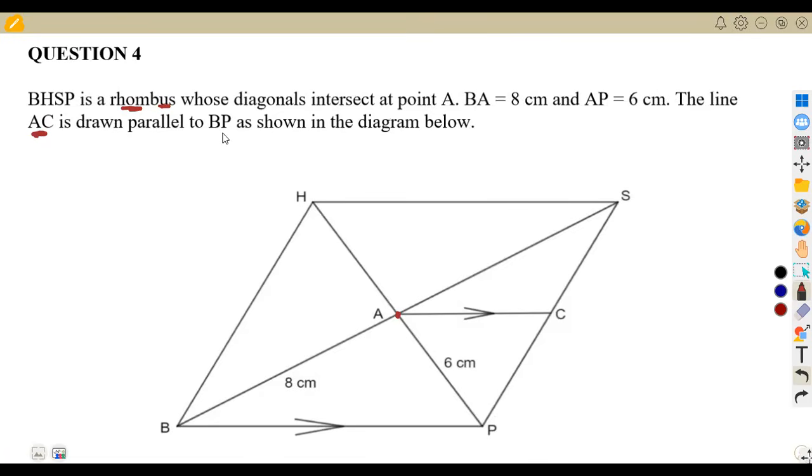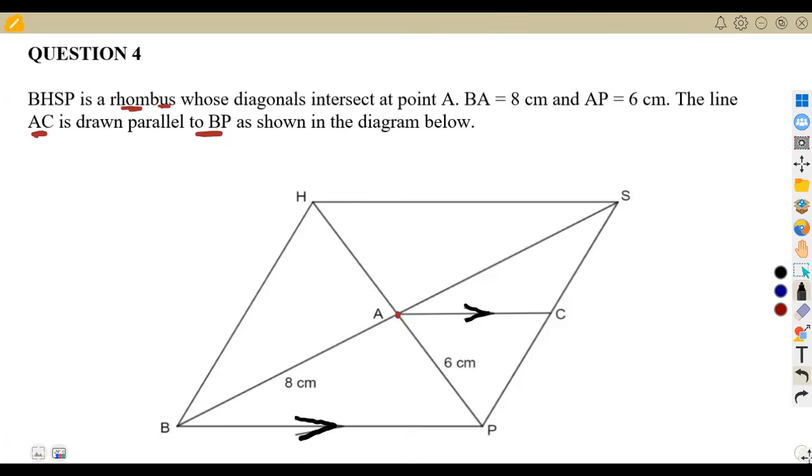AC is drawn parallel to BP. We are given this line AC parallel to BP. These two lines are parallel to each other, as we can see here. This is what you're given in the diagram below.